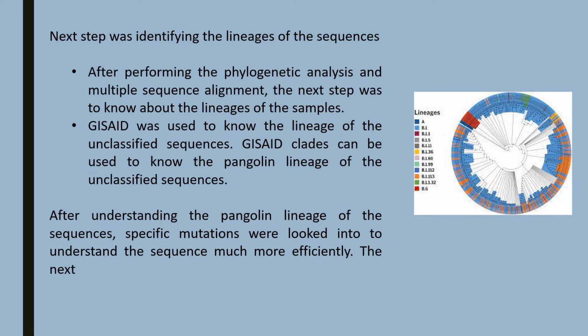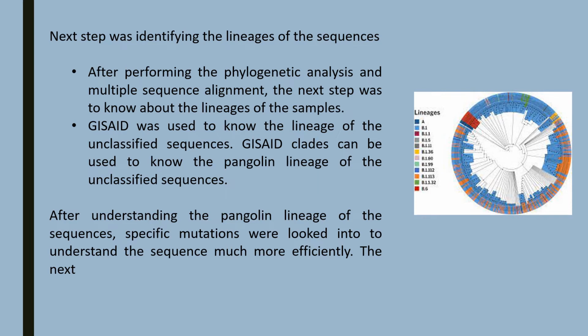The next step was identifying the lineages of the sequences. For the lineage of the unclassified sequences, GISAID was used, whereas for the lineage of the classified sequences, the CoV-lineages database was used. The GISAID clades can be used to know the pangolin lineage of the unclassified sequences.